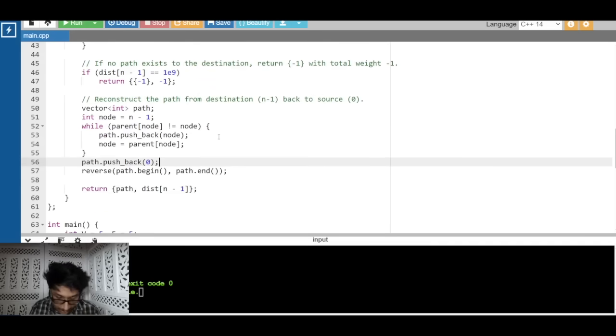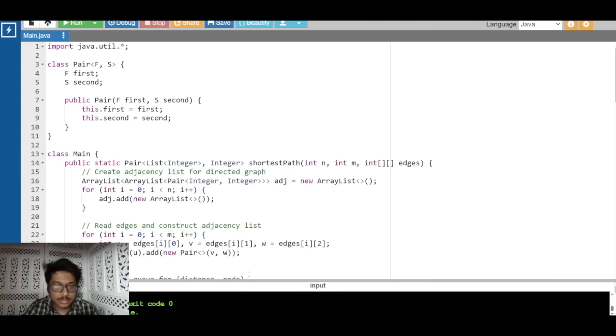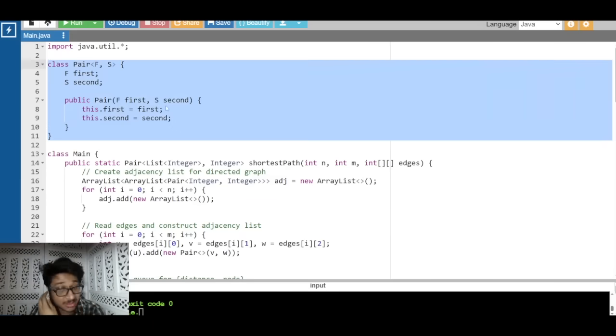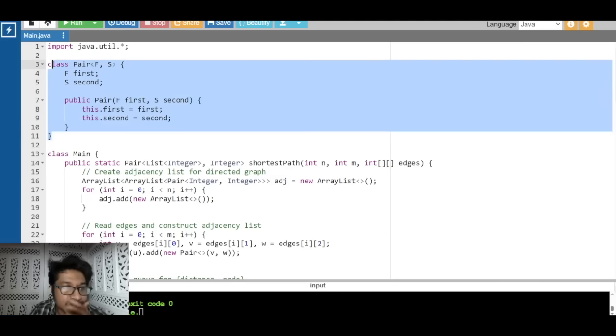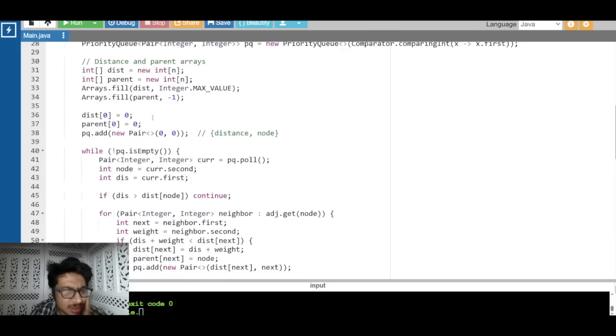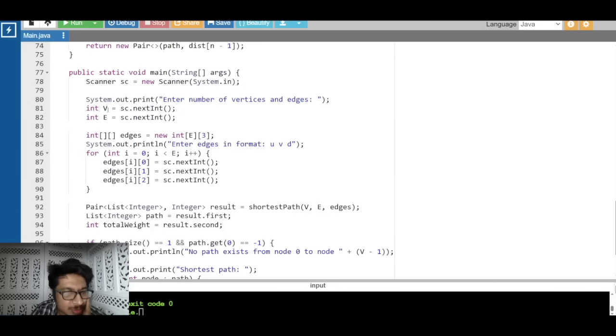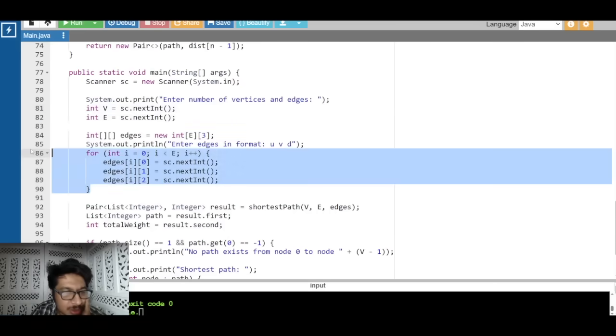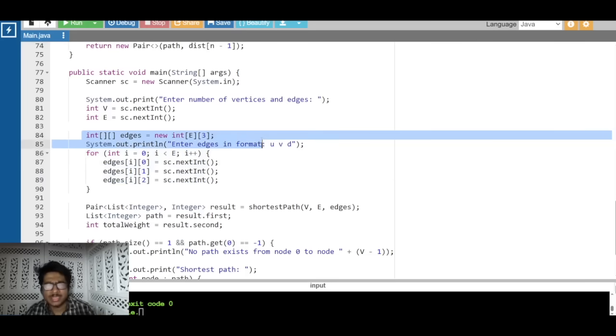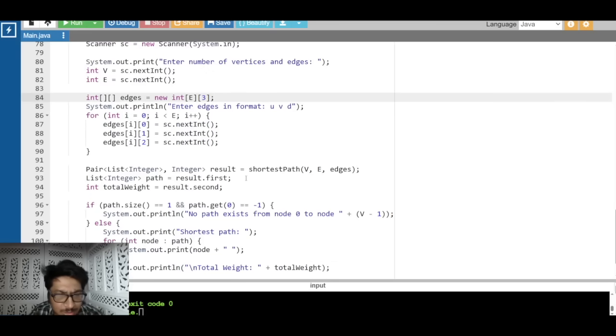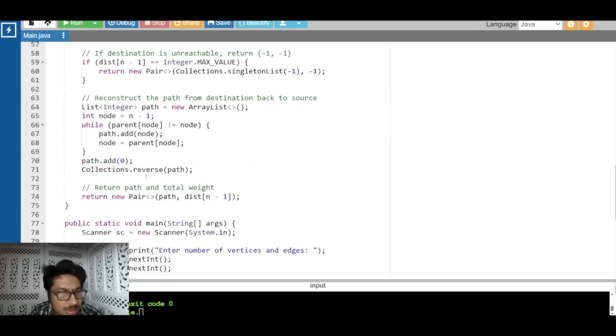I'll also come to the Java implementation of this. The Java implementation is also similar, but you need to take a pair in Java. So you just take this first and second, because I think it comes inbuilt in C++, but not in Java. The other implementation remains the same. So you just take V and E as input, then you take the corresponding edges as input, normal array list. 2D arrays will work. And then you just call the function, the shortest path.